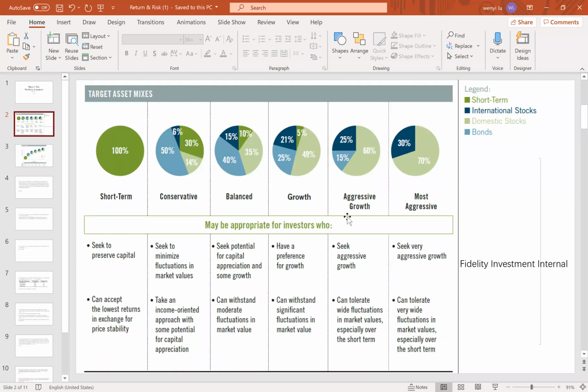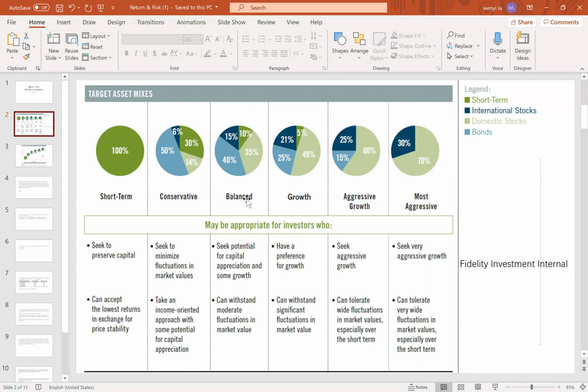But for some people with aggressive investment goals, they can put more money in stock, especially in domestic stock. So most aggressive investors will spend 100% of the money in stock, 30% in international stock and 70% in domestic stock. And in the middle of these two types of investors are either balanced or growth-oriented investors.